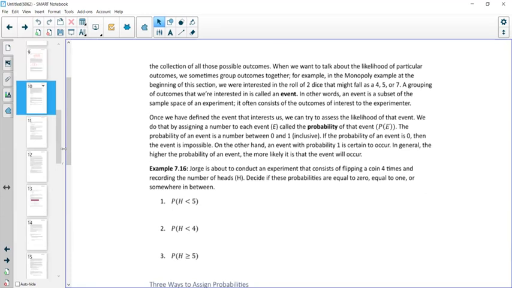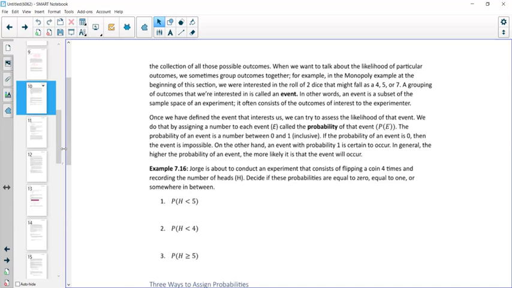When we want to talk about the likelihood of particular outcomes, we sometimes group outcomes together. For example, in the Monopoly example at the beginning of the section, we were interested in the roll of 2 dice that might fall as a 4, 5, or 7. A grouping of all outcomes that we're interested in is called an event. In other words, an event is a subset of the sample space of an experiment. It often consists of the outcomes of interest to the experimenter.